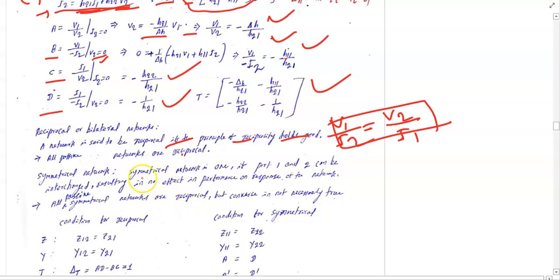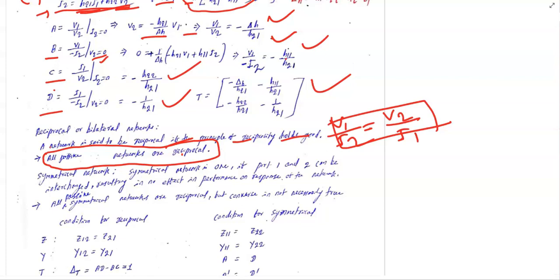All passive networks are reciprocal. Passive means you do not have any source in that network, any dependent source in the network, any source in that network. Passive, there are no energy sources in that network, then it is always reciprocal.